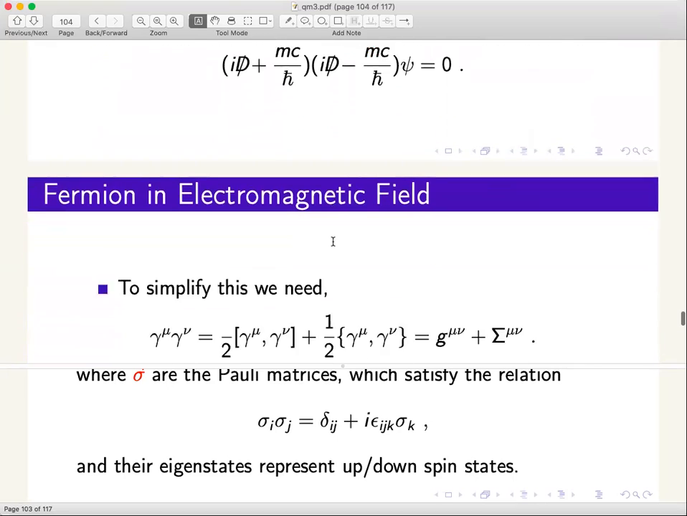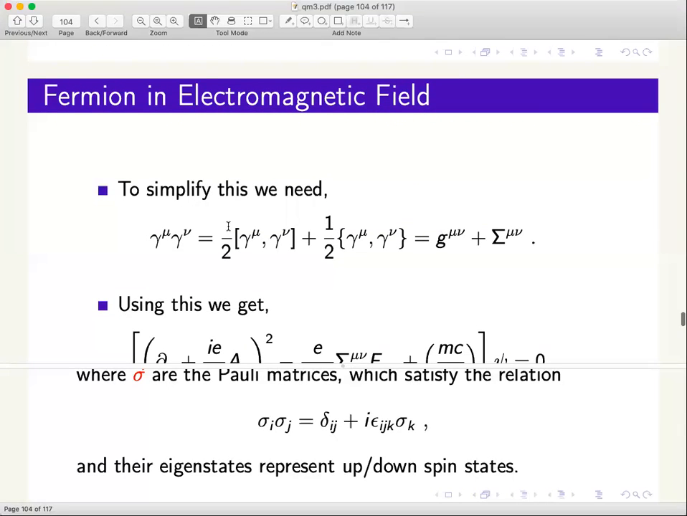So we'll use the following expression. There is a 1 missing here. Yeah, this is 1/2 actually. So gamma mu gamma nu is equal to half commutator plus half anti-commutator. It's kind of a trivial statement. If you really open this up, you get half of gamma mu gamma nu minus gamma nu gamma mu plus half of gamma mu gamma nu plus gamma nu gamma mu, where the second pieces cancel and the first add up, which is what the left hand side is.